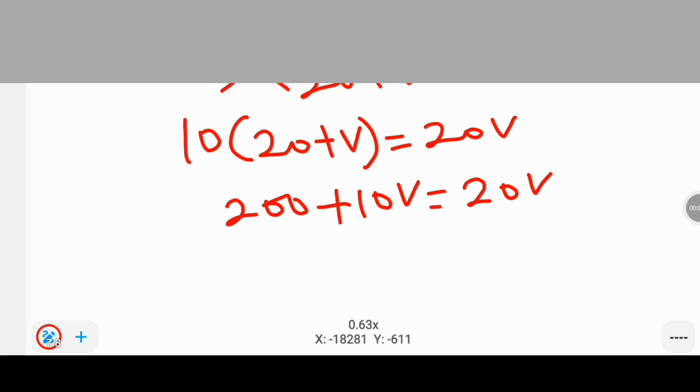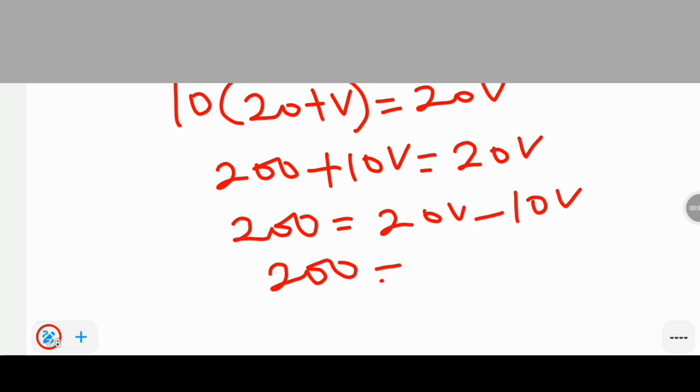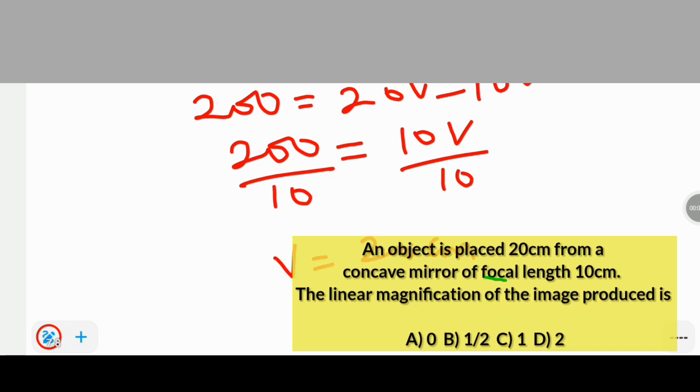From here, collect the like terms. 200 is equal to 20V minus 10V. 200 equals 10V. Then divide both sides by 10. This will give you V equals 20 centimeter. But this is not what we're looking for. We are trying to find the linear magnification.